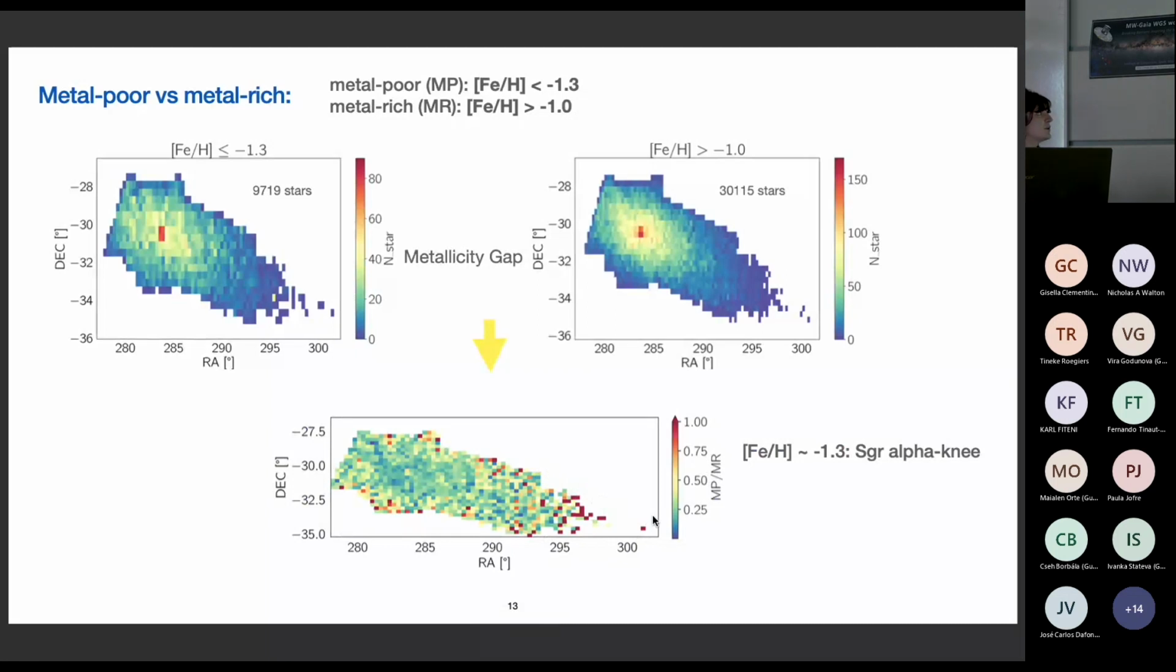Also, we chose a metallicity of -1.3 because this is the estimated alpha knee for Sagittarius, and therefore this value, or looking at stellar populations below and above this value, could give us information about the star formation rates of different populations.